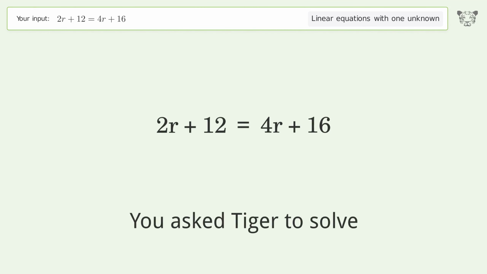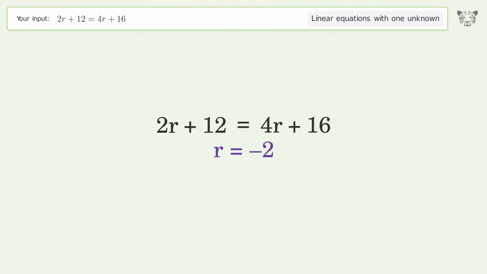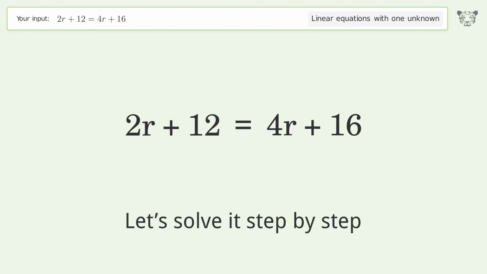You ask Tiger to solve. This deals with linear equations with one unknown. The final result is r equals -2. Let's solve it step by step.